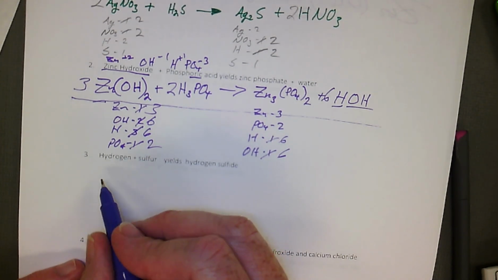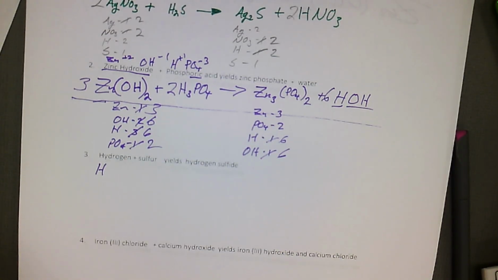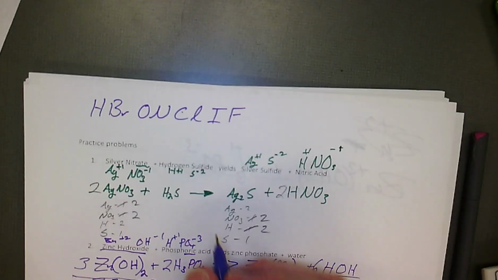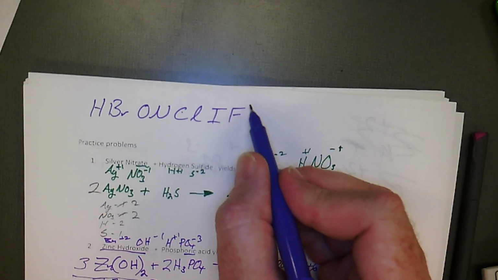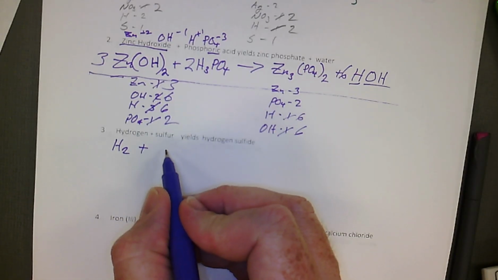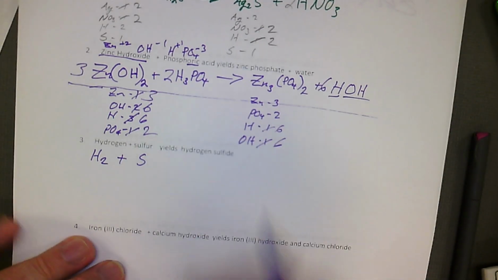The next one, hydrogen. What's hydrogen? H. Except if H is by itself, how do we write H? H2. Remember, we learned this a long time ago. These elements, H, Br, I, N, Cl, O, F. All of these guys should be written on your periodic table somewhere. If they are by themselves, they'll always be 2. So if it just says hydrogen, it's H2 plus sulfur. What's sulfur? S. Is it one of these guys? So we just write S.